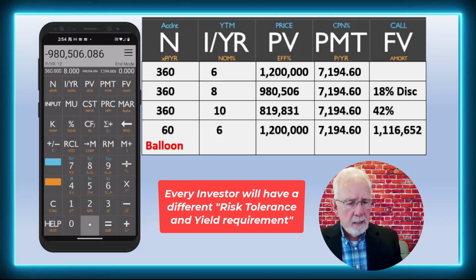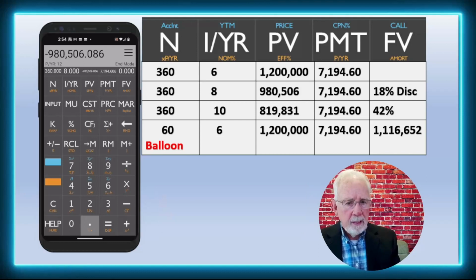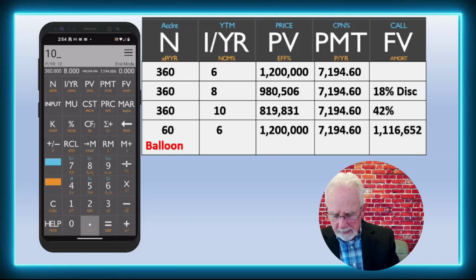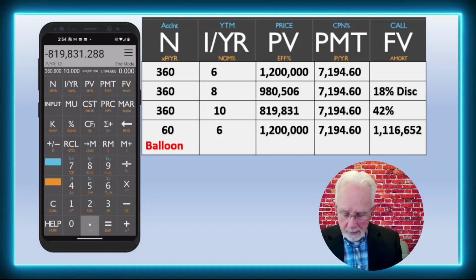So my risk rate is 10%. So we don't have to clear the calculator, don't have to do anything. Just remember, we changed the variable. So let's go 10i, and we ask for the present value. Well, it says $819,831. Now that's quite a discount.